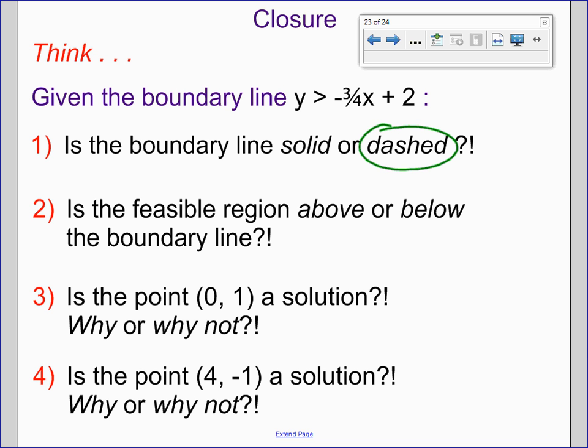Nice job. Is the feasible region above or below that boundary slant line? Is it above or below? Mark? Above. Why did you say above? Okay, it's greater than. Good. Raise your hand if you also had above. Who had above for that?